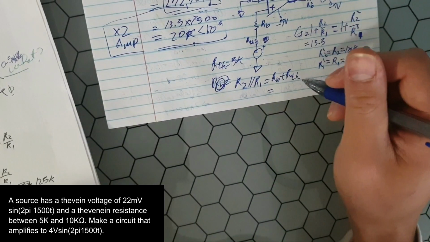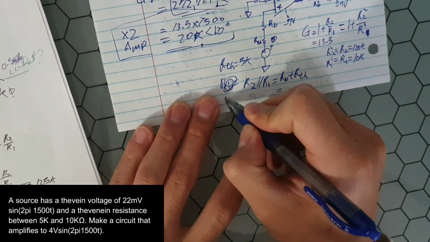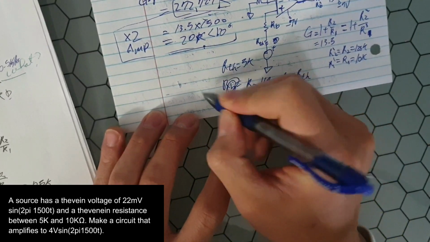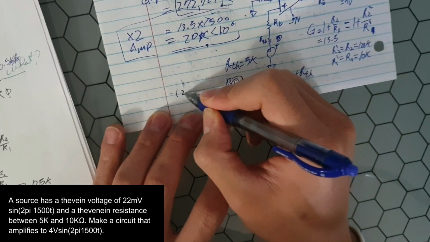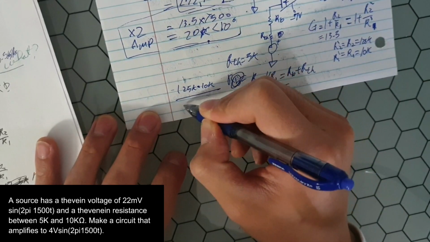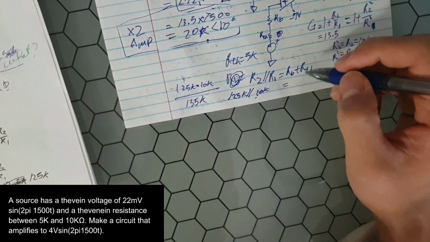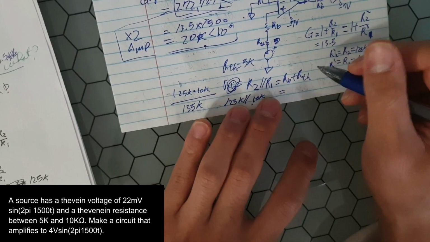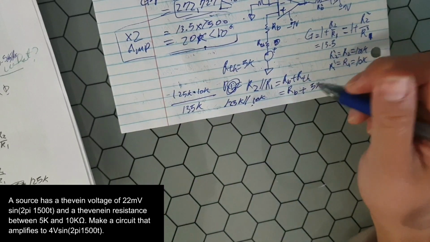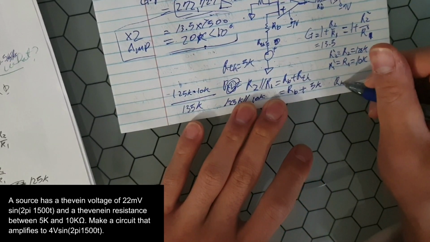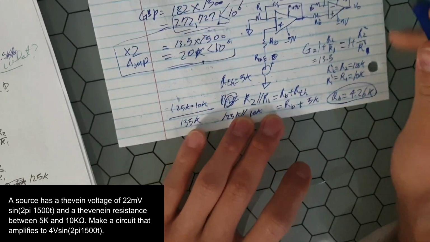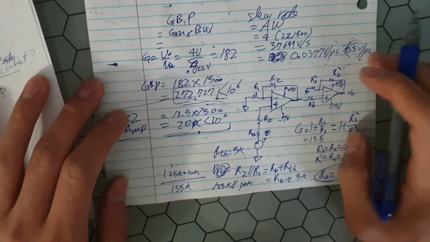If you calculate that, it would be 125k parallel to 10k, which is product over sum: 125k times 10k over 135k. And that should be equal to R bias plus R Thevenin. Our R Thevenin was 5k, and it should give us RB. If you figure that out, you should get RB equal to 4.26k.